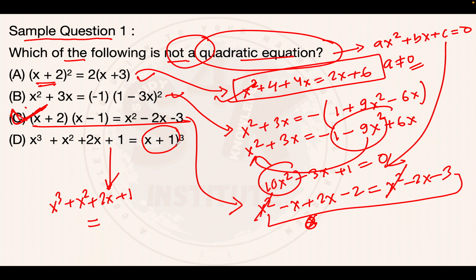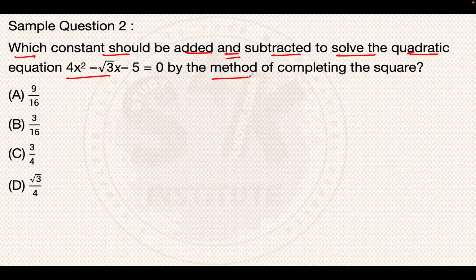Which constant should be added and subtracted to solve this quadratic equation by the method of completing the square? The equation given to you is 4x square minus root 3 x minus 5 is equal to 0. So what I will do is simplify this in a compressed form. We can write this 4x square as (2x) square, right? And we can write this as part of 2ab, with the negative sign included.